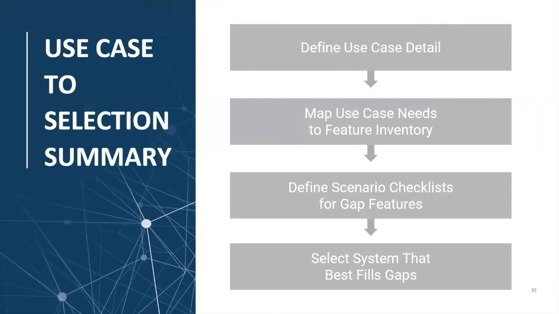So that's just a little summary chart. We start with our use case detail. We map those to the feature inventory. Now we define scenario checklists. We don't talk about that, but once I know what features I have, I need to find some way of understanding which vendors, which products support those features, and the way to do that is to define little scenario-specific sets of tasks that you want the vendor to demonstrate.